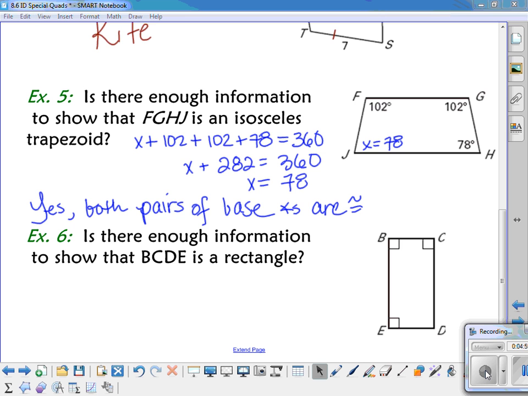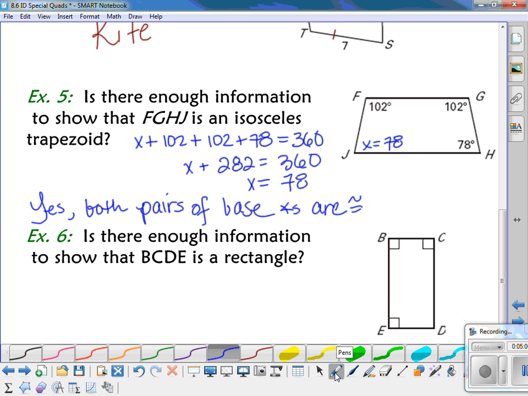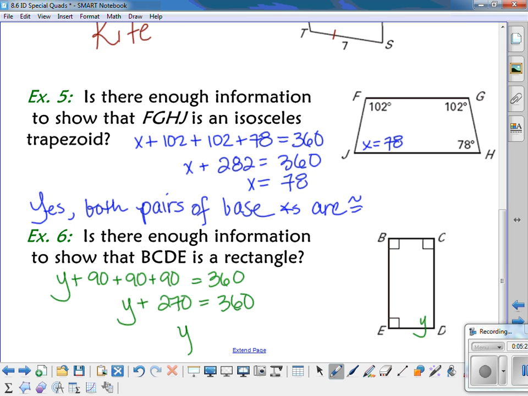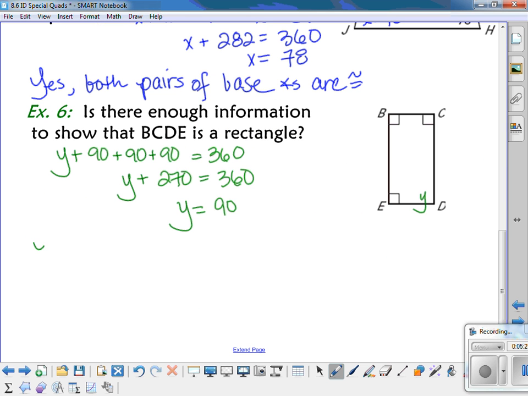All right, then finally on example 6, is there enough information to show that BCDE is a rectangle? So again, I'm missing an angle here. I'll call it Y. If I add my angles up, they have to add up to 360 because it's a quadrilateral. Combining my numbers, I get Y plus 270 is equal to 360. Subtract 270 from both sides, I get Y is equal to 90, which means it is also a right angle. Therefore, yes, there is enough information because all 4 angles are right angles.